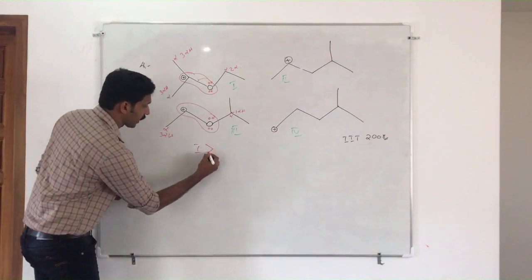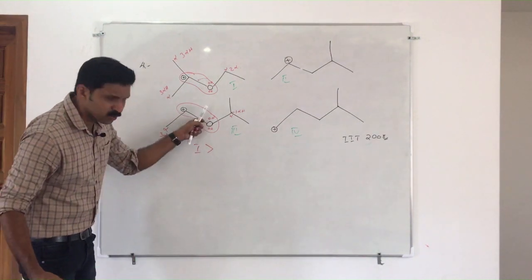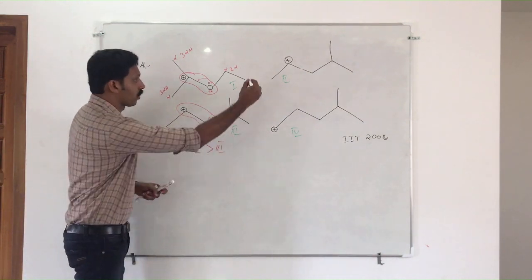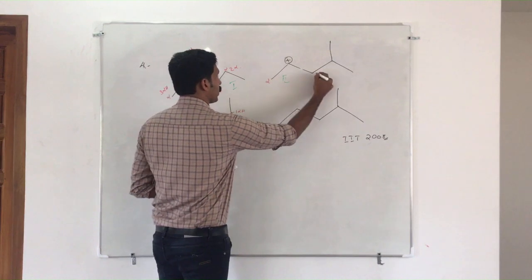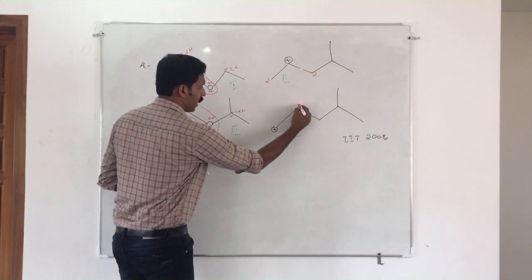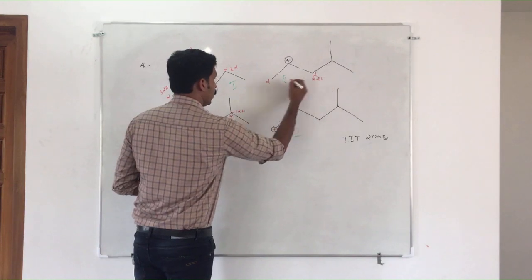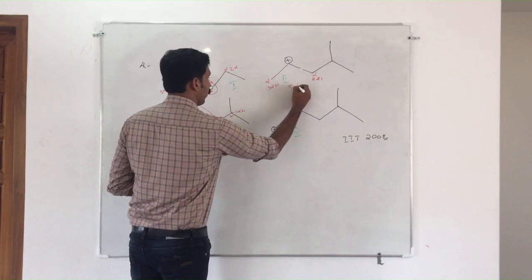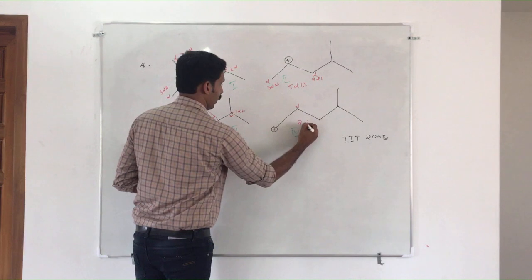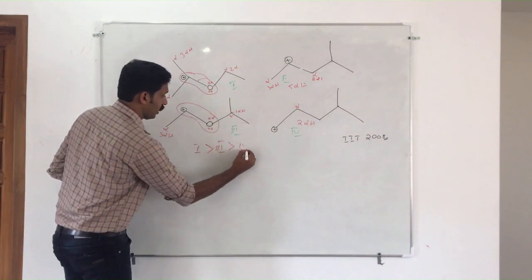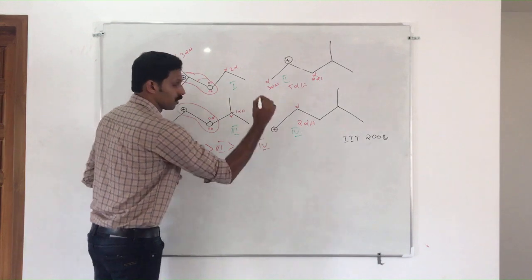Therefore 1 is higher than the others. Then you go to this one because this also has resonance. This is alpha carbon, this is alpha carbon, this is alpha carbon. But 2 alpha hydrogen, 3 alpha hydrogen, 5 alpha hydrogen, only 2 alpha hydrogen. Therefore the next is the second one, and finally it is the fourth one.